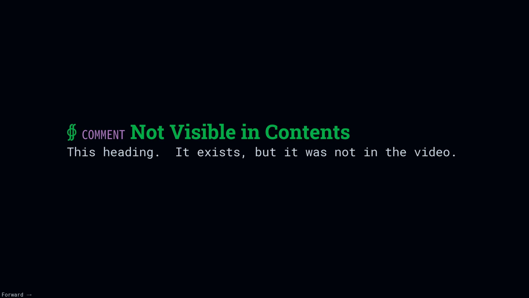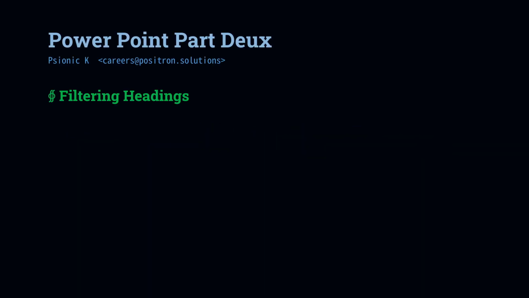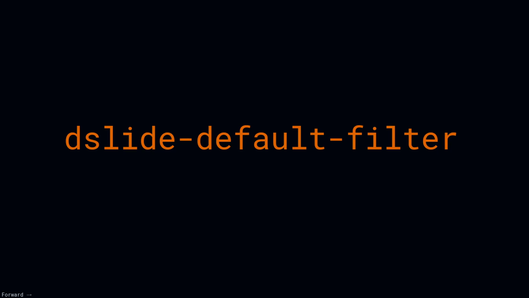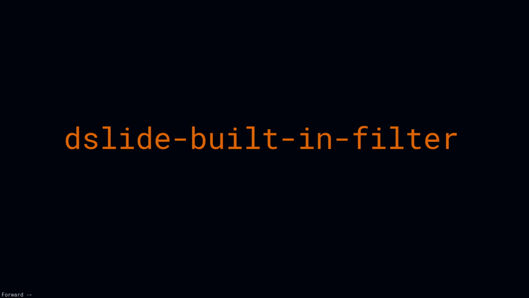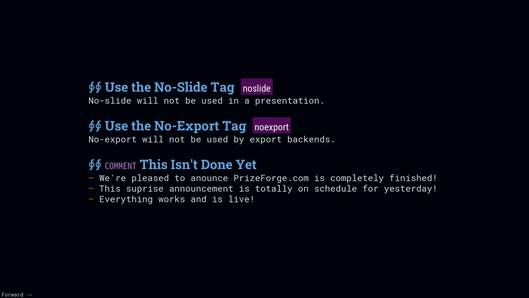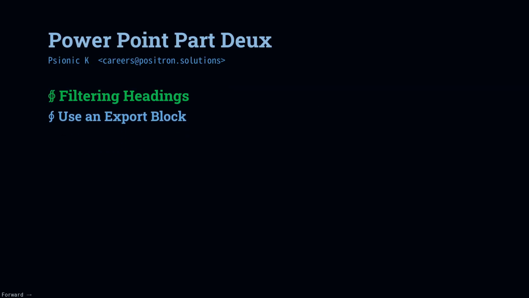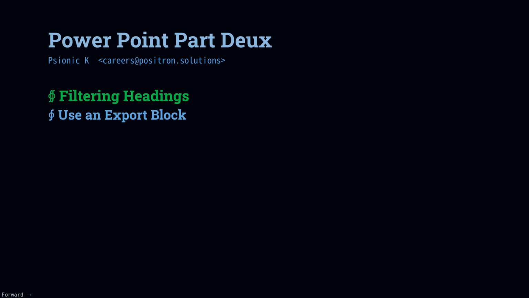It's not in the contents, it's in between these two headings, but it won't be visited because it's commented. To use a custom filter, configure DSLIDE default filter. To see how to write a filter function, see DSLIDE built-in filter. These are the headings we filter by default. You can set the no slide tag, the no export tag, or just comment it by adding comment after the stars. The green heading for filtering headings actually has four children, but you can only see this one because the filter is applied to its children. The heading for using an export block is the only one that isn't filtered.